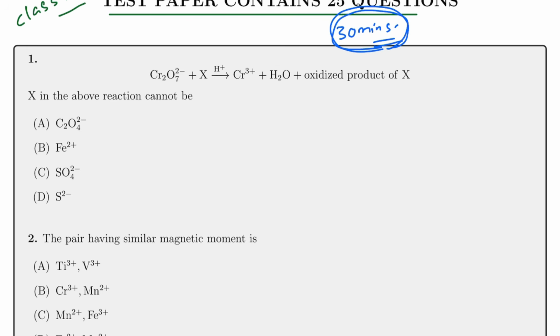So over here you need to figure out what X will be, and X in the above reaction which cannot be is what you need to answer. This is a pretty strong, powerful oxidizing agent. So what it cannot be, which will not be bringing oxidation, based on the charges on these compounds, you need to figure it out.